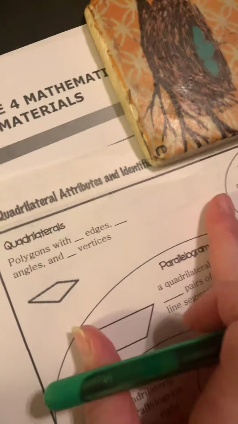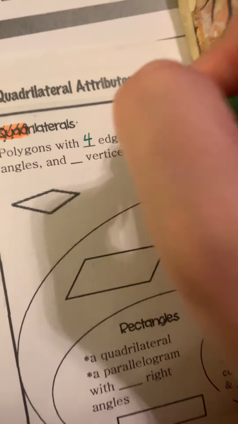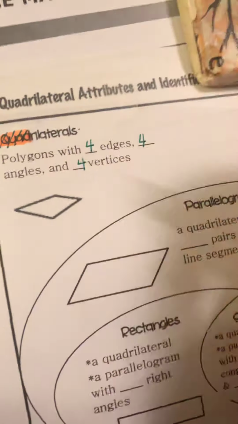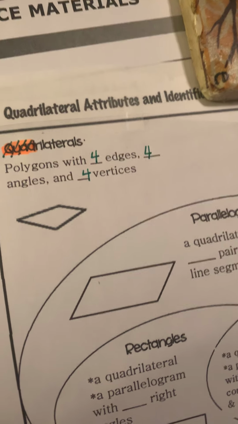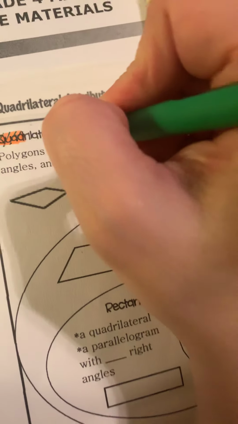Here's another big part, quadrilaterals. Quads. Highlight the word quad, the root word quad. How many letters are in quad? 4. Yes, quadrilaterals have 4 edges, 4 angles, 4 vertices. What are edges? Oh yeah, that's just sides.